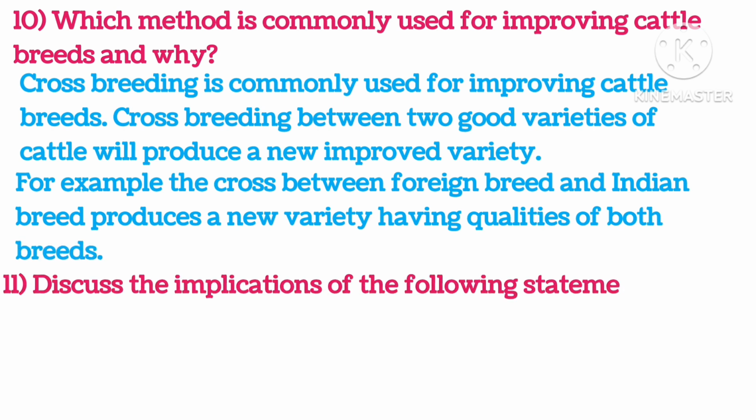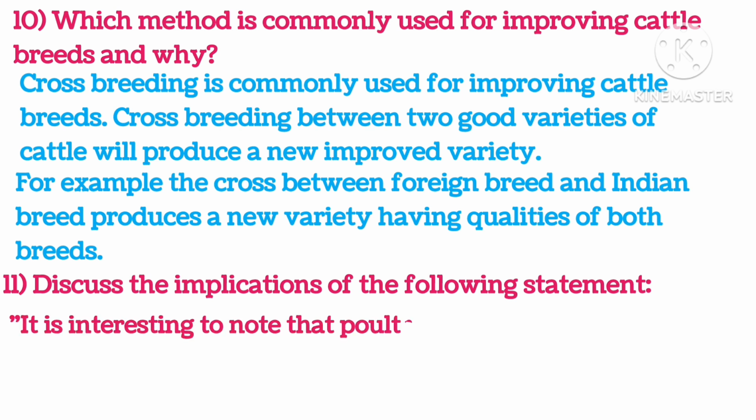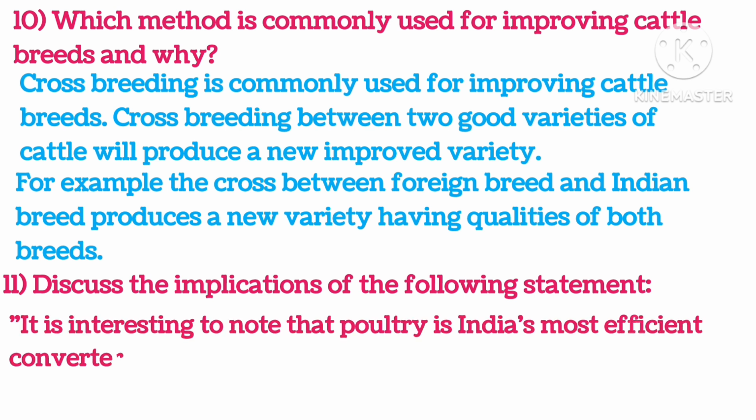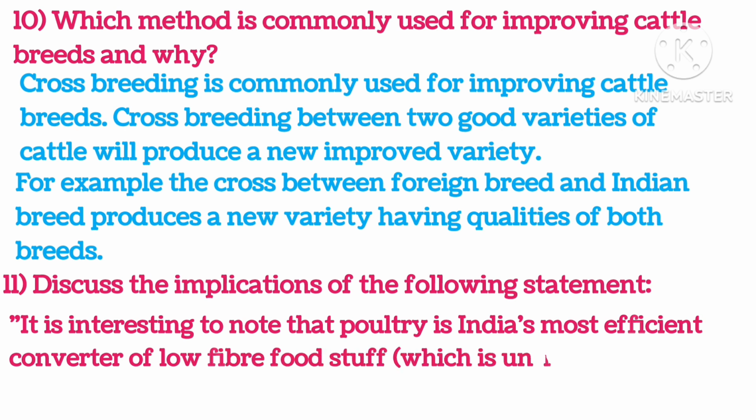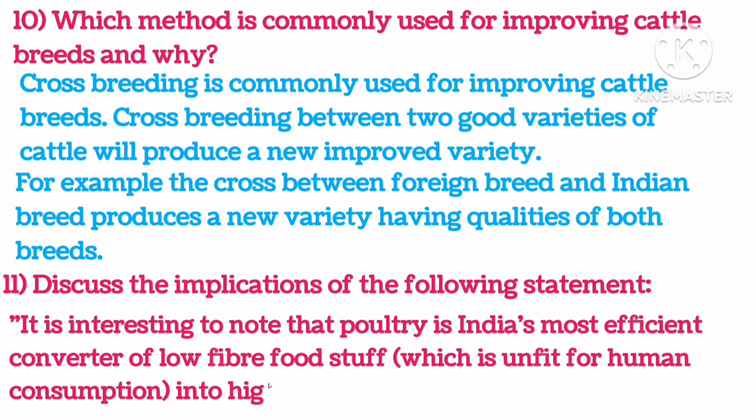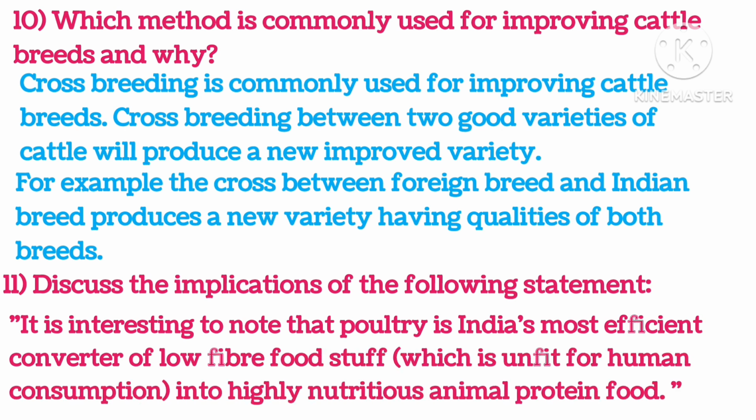Discuss the implications of the following statement. It is interesting to note that poultry is India's most efficient converter of low fiber foodstuff, which is unfit for human consumption, into highly nutritious animal protein food.